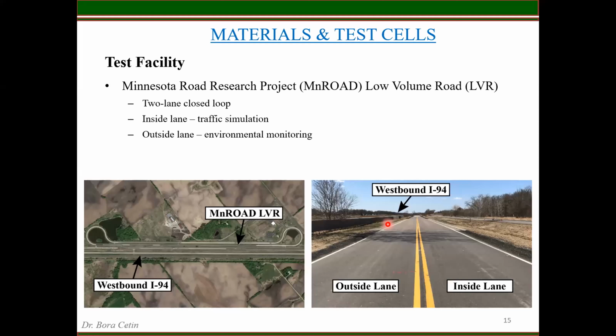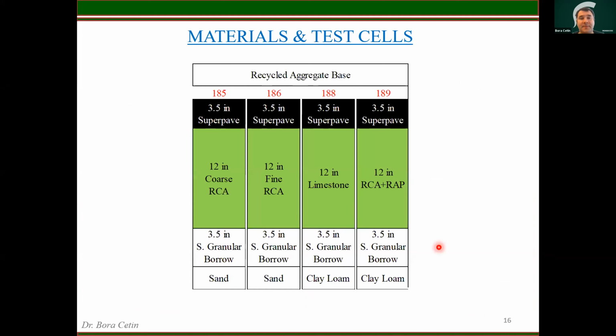And then there's an 18-wheeler loading truck that makes a certain number of loops on the inside lane most of the time, and sometimes, rarely, on the outside lane, to see how the road performs under repeated traffic loads. We take deformation readings and stiffness readings bi-weekly or at least once a month.